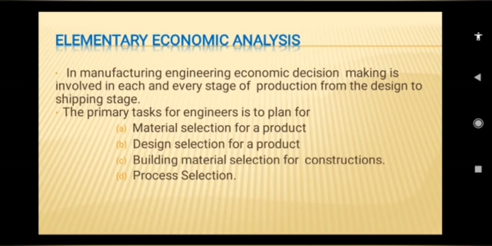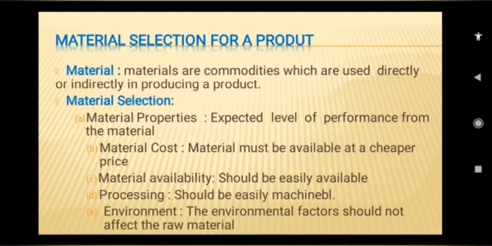First one, material selection for a product. Material or commodity which is used directly and indirectly in producing the product. Material selection is based on material property and performance: hardness, tensile strength, stress, strain. These are all things. Material cost based: material cost must be cheaper and easily available when selecting the material.